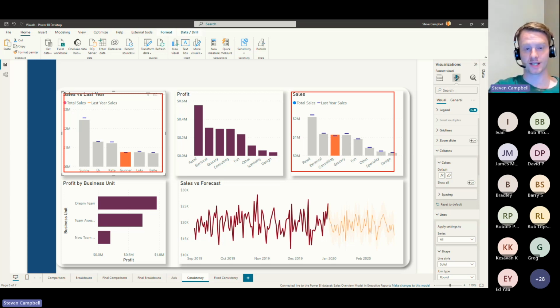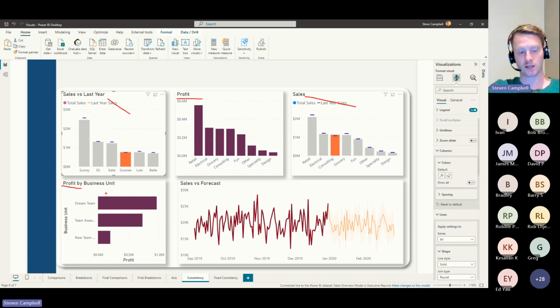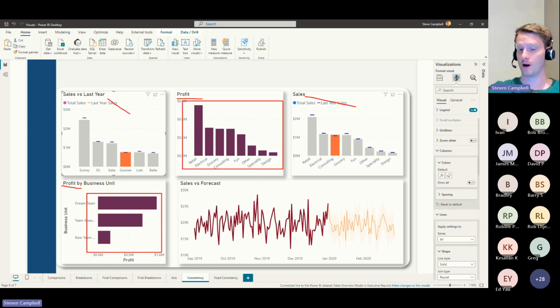Now, this one and this one are very easy to understand, and we can see quickly because they're the same graph, looking at the same sort of thing, where we're comparing sales versus last year. Let's use the same graph. Now, I also see that I've got sales versus last year here, sales versus last year here, profit and profit. You'll notice when I change my colors, I use the same colors for profit in both spaces. So profit here is purple. Over here, profit is also purple.